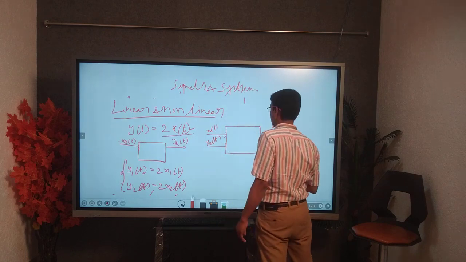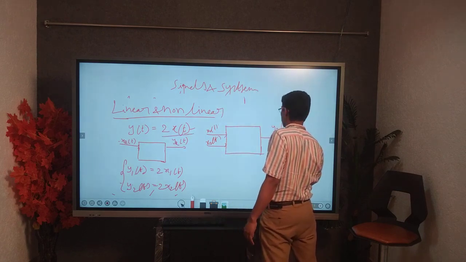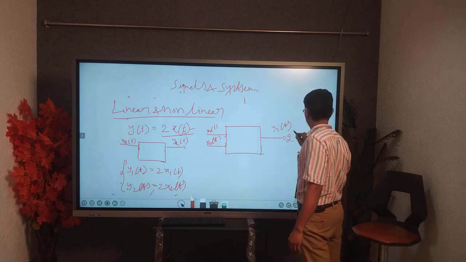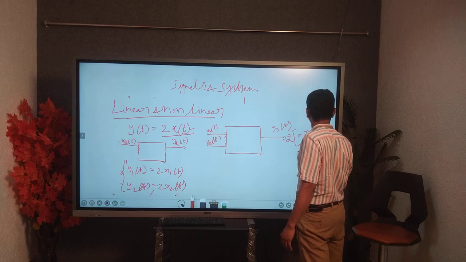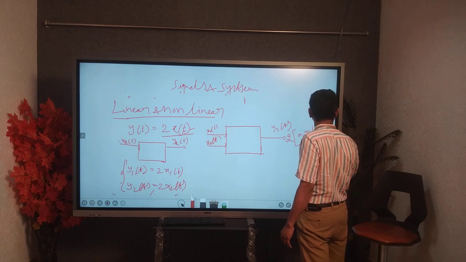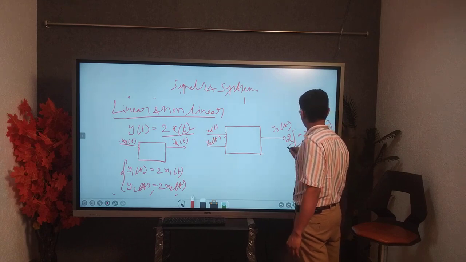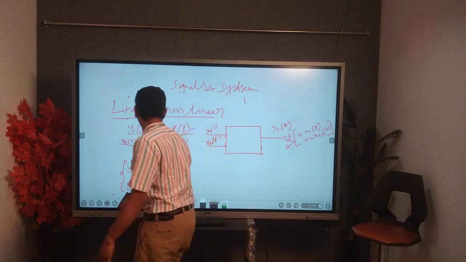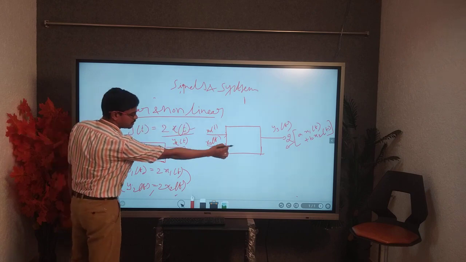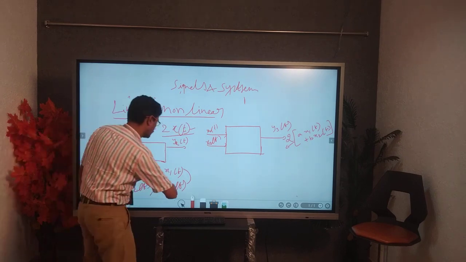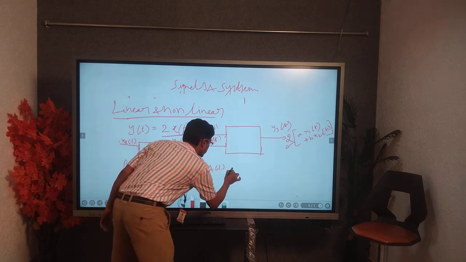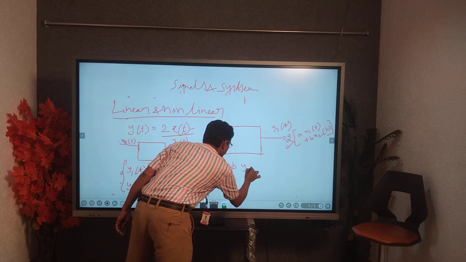Suppose the given system is 2 into x of t. The overall response when two signals are applied is 2 into a x1 of t plus b into x2 of t. This is the individual response. If these two responses are added and the total equals that result, then it is called a linear system. We take it as a into y1 of t plus b into y2 of t.